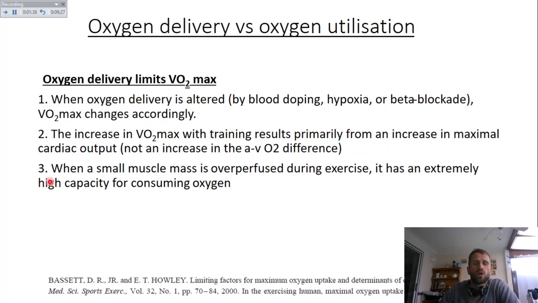And then the final one we're not going to tackle, but it basically makes a case for the fact that the muscle mass has a much higher capacity to utilize oxygen than it tends to during exercise. So if you want to have a look at that point, then do so by reading the Howley paper, the Bassett and Howley paper.